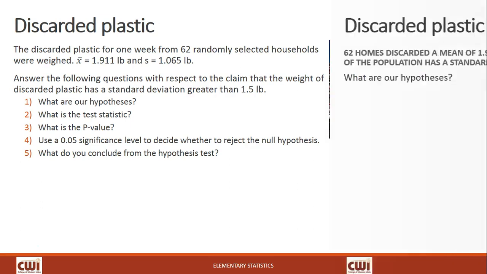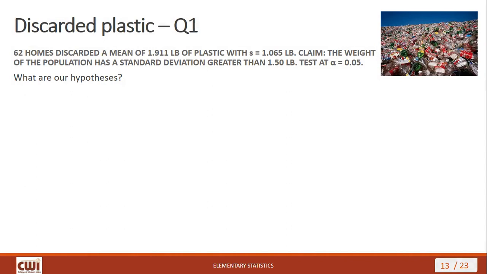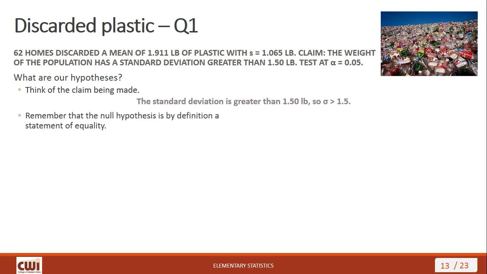So the first question we're asked is, what are our hypotheses? Well, first we want to think about the claim being made. So we have the standard deviation greater than 1.50 pounds, so sigma greater than 1.5. This is the symbolic representation for our claim. The null hypothesis will always be a statement of equality. So we take the population standard deviation sigma and set that equal to 1.5.